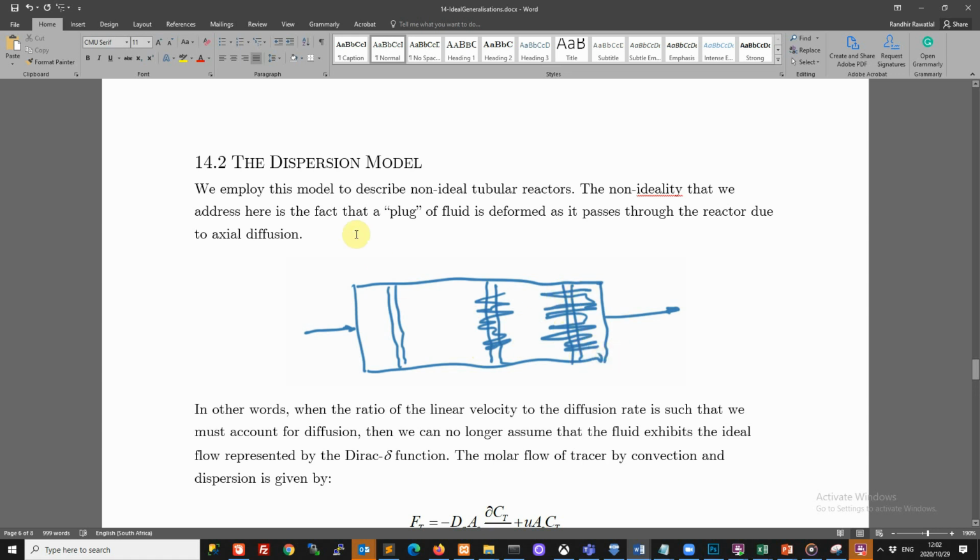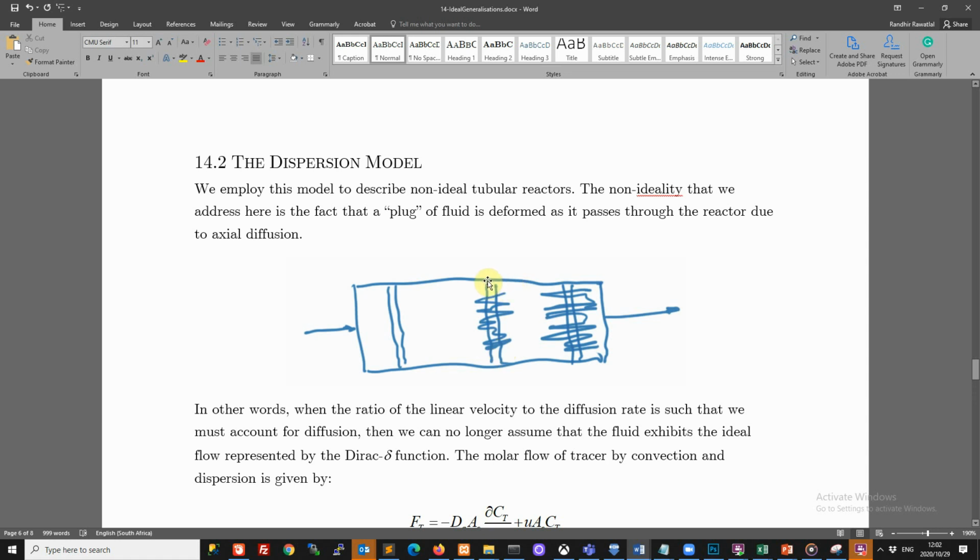So we call this dispersion. Of course, diffusion is a concept that we are familiar with, so we can talk about molecules diffusing around here. But there are other reasons for molecules to mix laterally. So number one, there's shear.